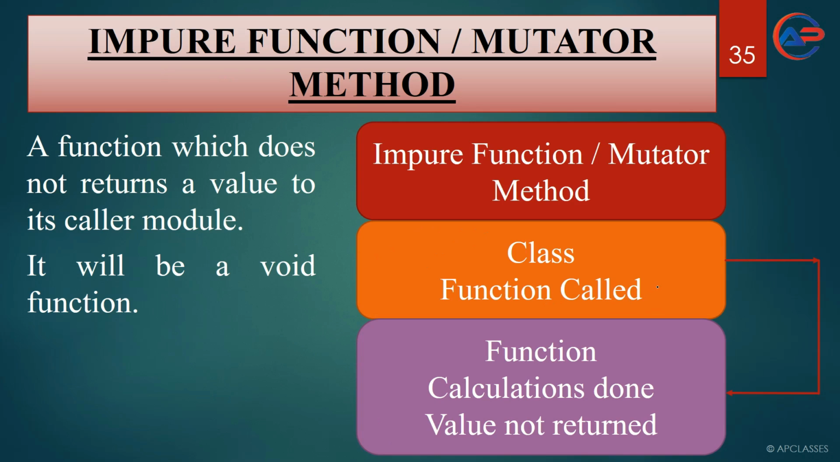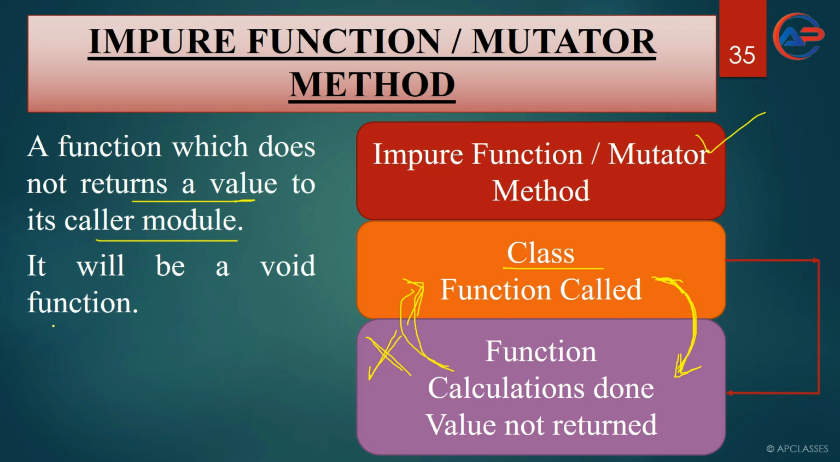So a method will be called here, but no value will be returned. That is called an impure function or mutator method. You can see that this is one of the diagrams of an impure function. We are going to make a class, and inside that class we have two methods. You are doing a method call here, but you are not returning anything. So this is one of the examples of the impure function or impure method.